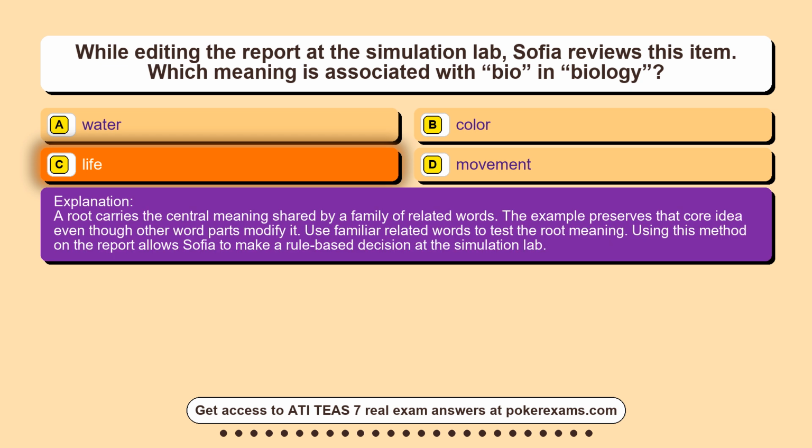A root carries the central meaning shared by a family of related words. The example preserves that core idea even though other word parts modify it. Use familiar related words to test the root meaning. Using this method on the report allows Sophia to make a rule-based decision at the simulation lab.